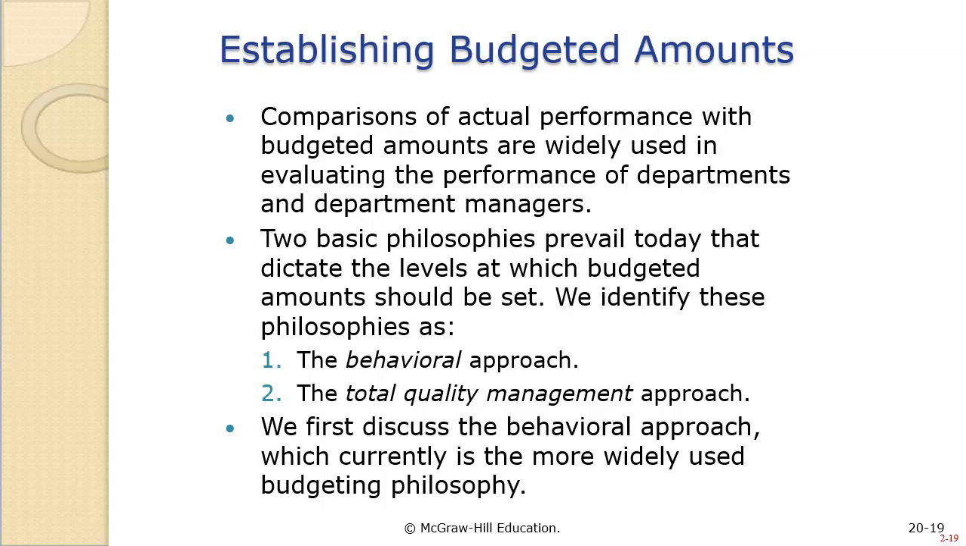or budgeted amounts. And there are different ways to look at that. Most of the time, you just compare. Over time, hopefully you know your spending habits, or you have some history that you can draw upon, and actual performance that you can use to help set a budget amount for a particular category. There are 2 basic philosophies that dictate the levels at which budget amounts should be set. One is the behavioral approach, and second is the total quality management approach.